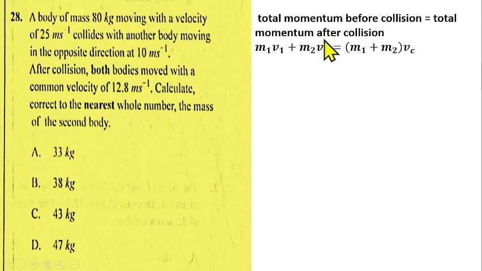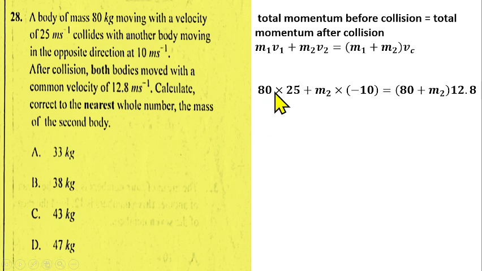Here the velocities are different, but we are told that the second body moves in the opposite direction. That means this 10 will be negative 10. If you substitute that, you have the mass 80 times the velocity 25, plus the mass of the second body, which we don't know, multiplied by its velocity. Because it's moving in the opposite direction, that will be minus 10 instead of 10, equals the mass of the first body 80 plus the mass of the second body, multiplied by the common velocity, which is 12.8. So this will give us 2000, minus 10 m2, equals 12.8.